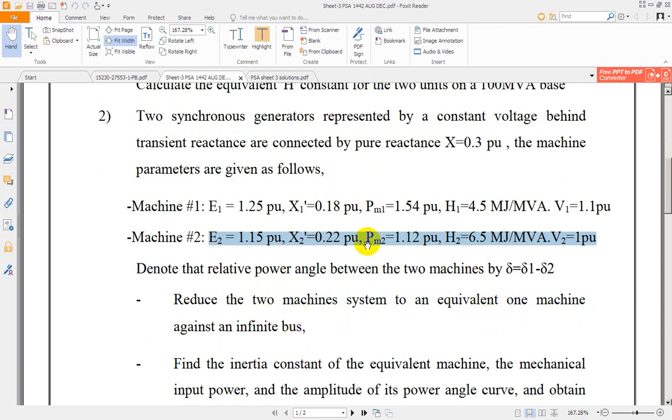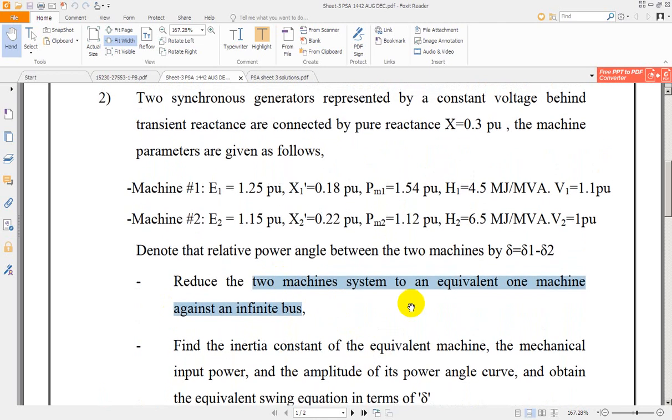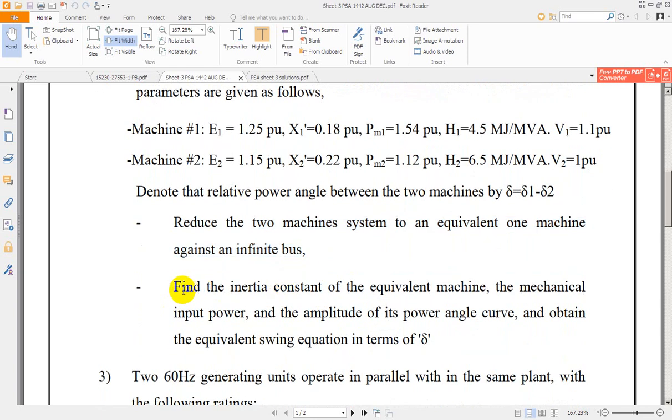We have two different systems. Now we need to represent them with one single equation, and also calculate the inertia constant, the mechanical input power, the amplitude of the power angle curve, and obtain the equivalent swing equation. If we want to reduce to a single machine system which represents the combined system, we need to evaluate all these values.